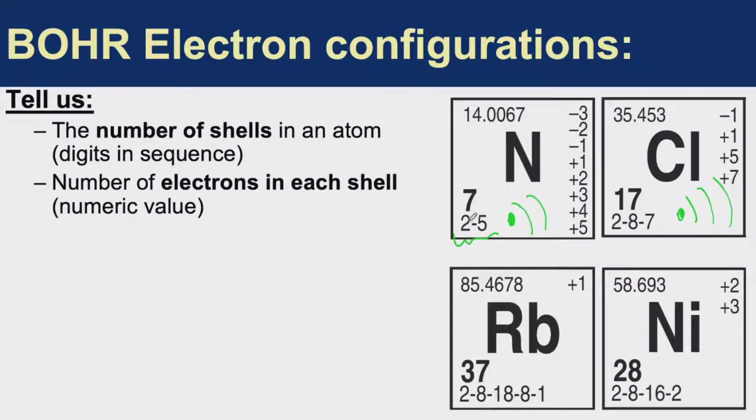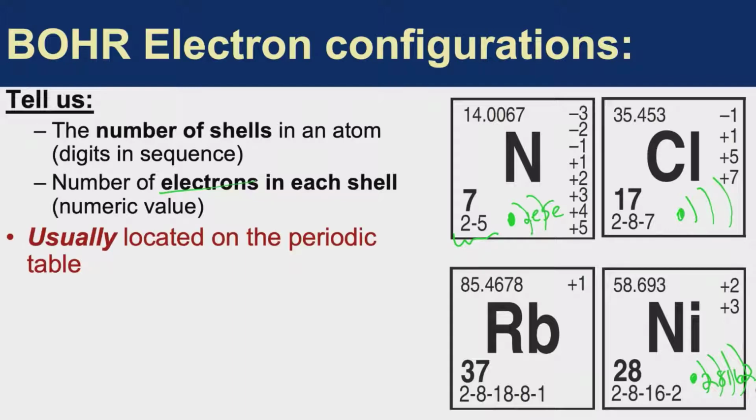The number associated with the sequence here tells us how many electrons there are in each particular principal energy level. So here in my first ring, there are 2 electrons. In my second ring, there are 5 electrons. If we were to look at nickel, nickel would have, you guessed it, 4 rings, 4 principal energy levels, and we would have 2, 8, 16, and 2 electrons in them. This information is actually located on a New York State periodic table, but not every periodic table will have this.